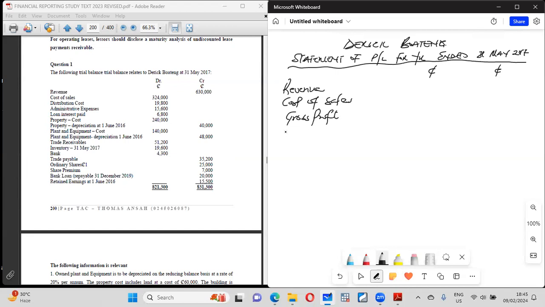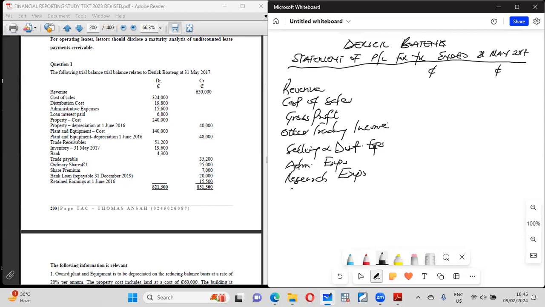Then you know your expenses. If there is other income, you add other income, other trading income. Then the expenses are selling and distribution, administrative expense, and research expense. After you deduct everything, you have operating profit or profit before interest and tax, whichever name you want to give it.